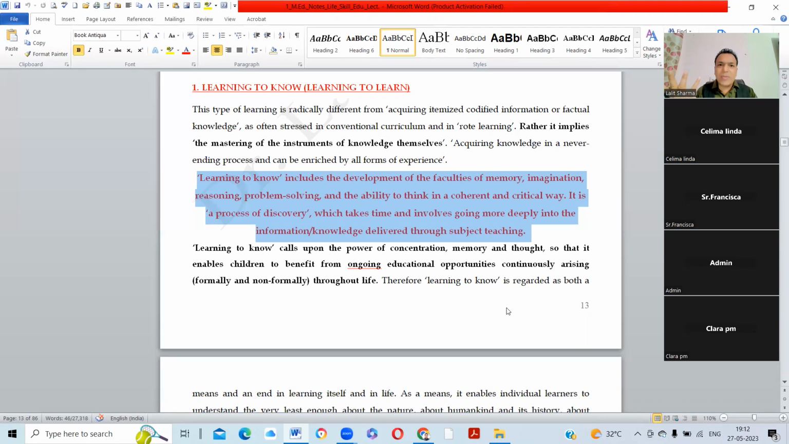What is the purpose of education? Many times in the lecture I have told you, have you ever thought, after the 10th or after the +2, when the student leaves the school, what are we giving to the student, what are the students getting? Have you ever thought?